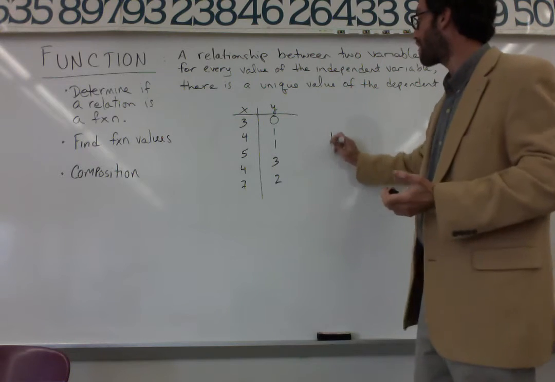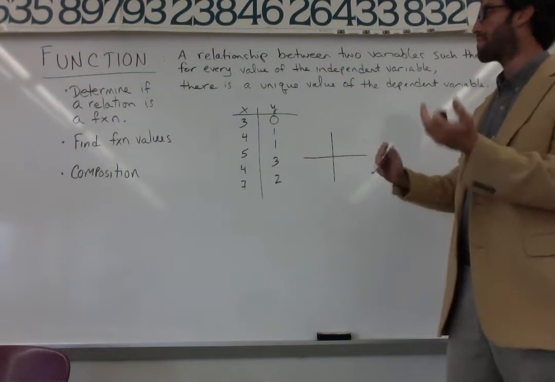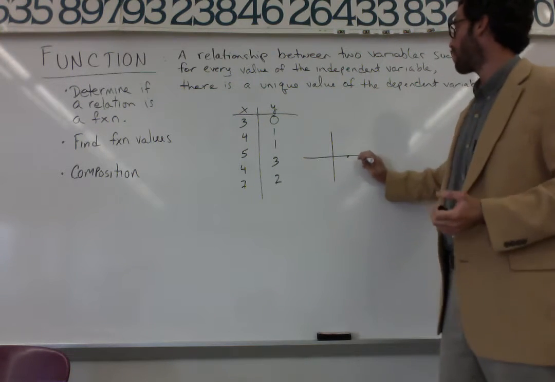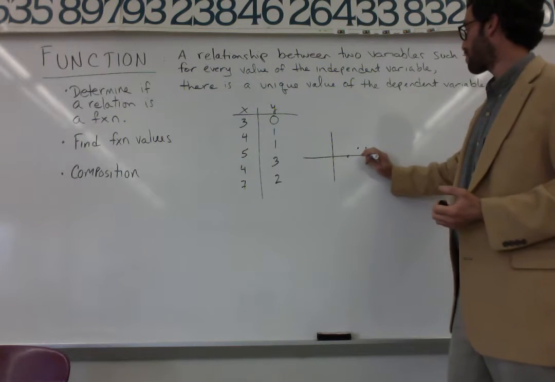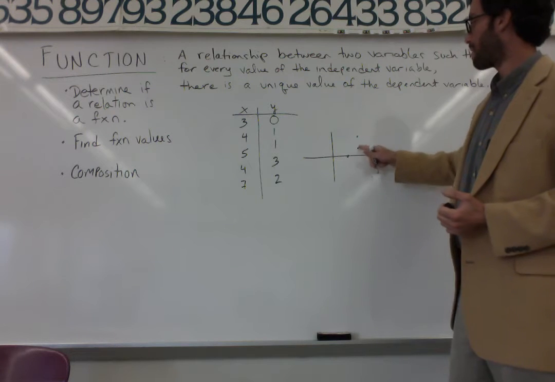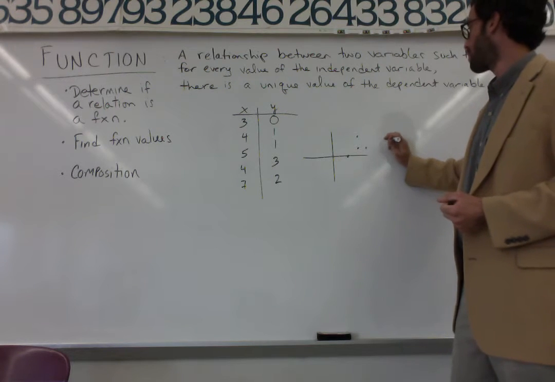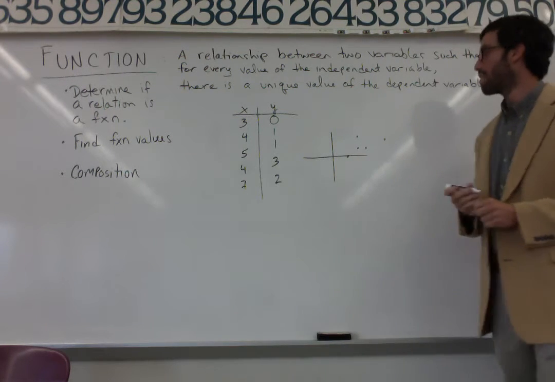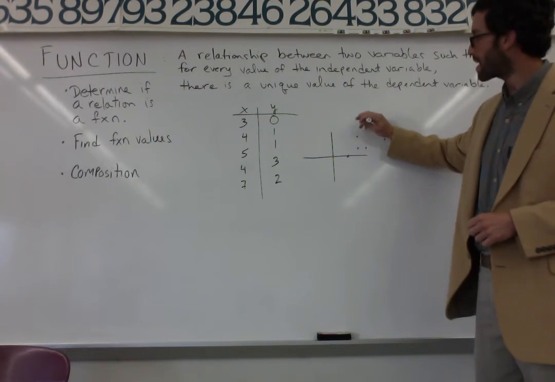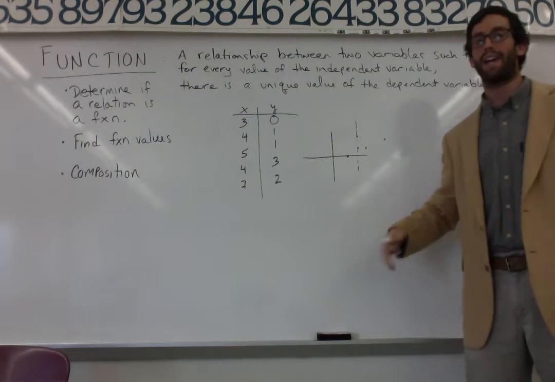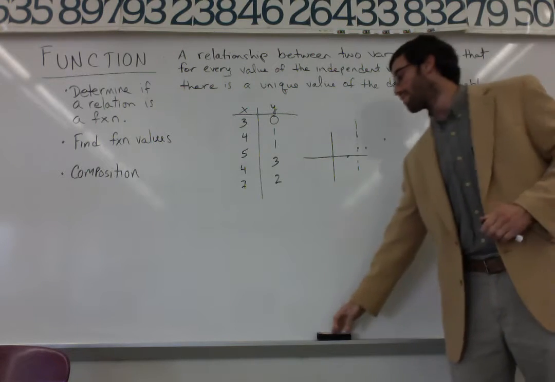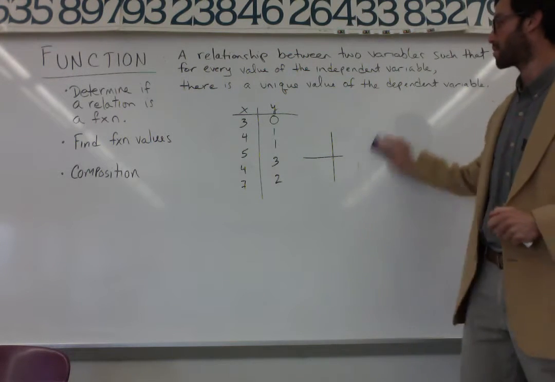You could also graph these points and then apply the vertical line test. 3, 0, 4, 1, 5, 1, 4, 3. That's up here, right above the 4, 1, right? And then 7, 2. So here are these 5 points on a graph, and you can see right here where x is 4, the vertical line would hit twice. So again, visually, the function rule fails. This is not a function.